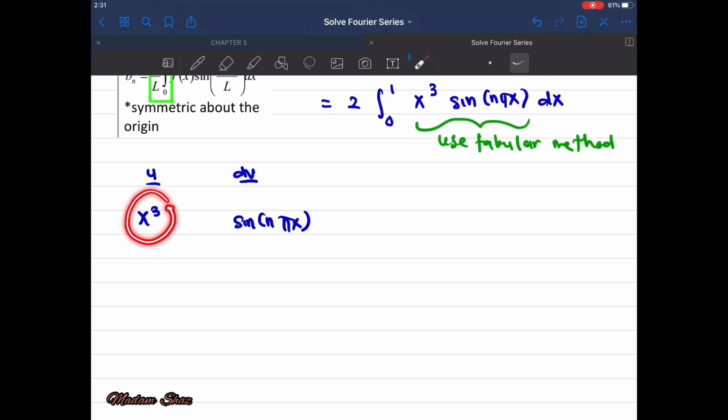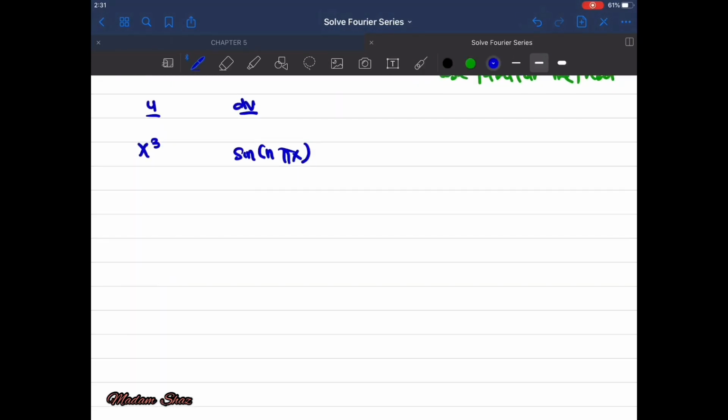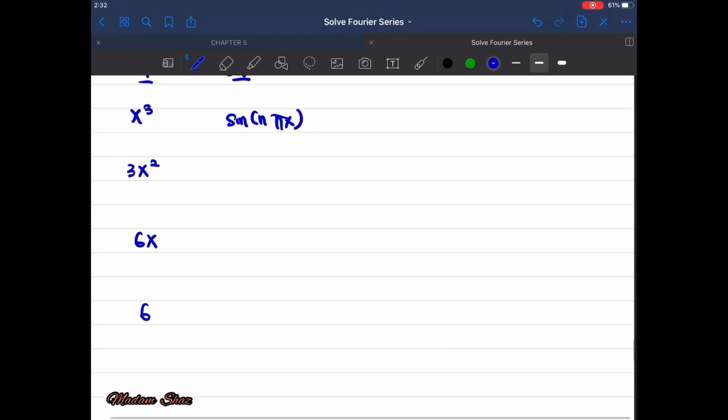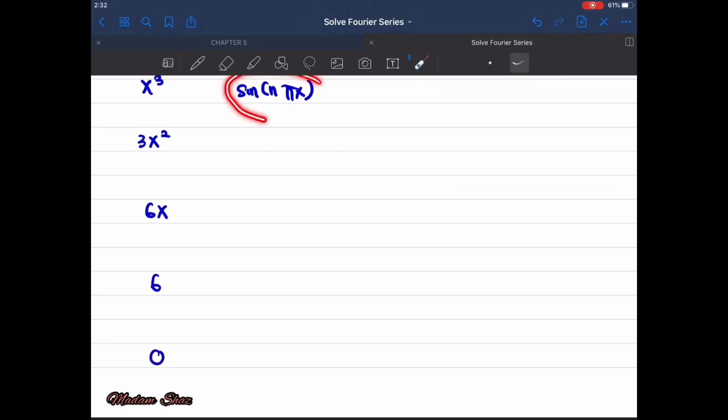So for u here, x to the power of 3, we need to differentiate until we get the value of 0. So x to the power of 3 differentiate will become 3x to the power of 2. Differentiate one more time will become 6x, 6, and 0. For the dv here, sin n pi x, we need to integrate. So we will move from the column I to the column D. So integrate sin. If we integrate negative sin, the answer will become positive cos. If we want to integrate positive sin, the answer will become negative cos.